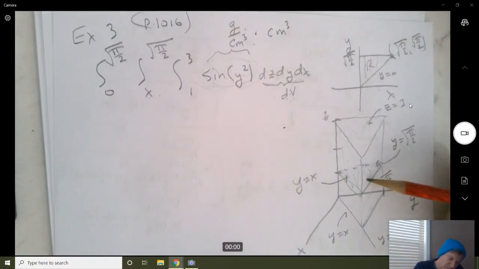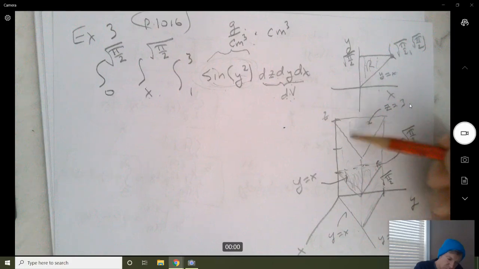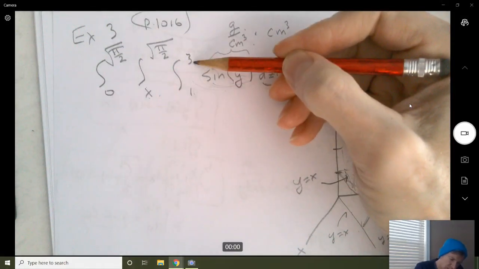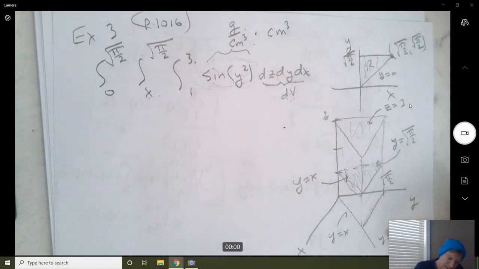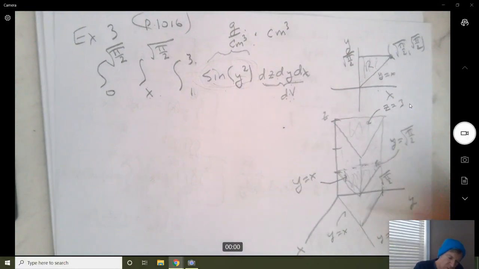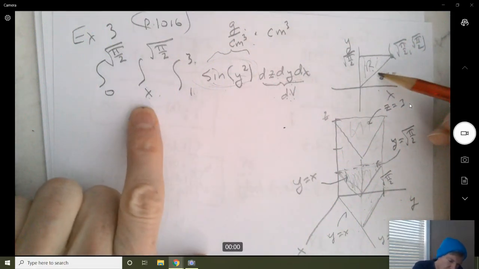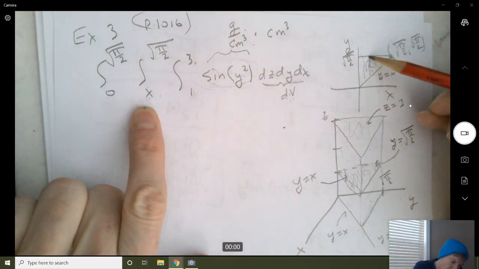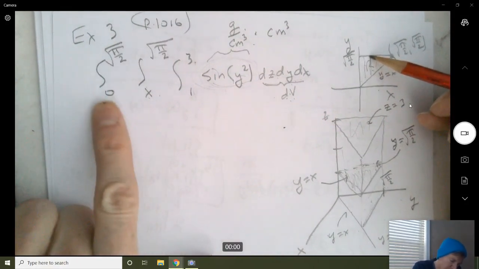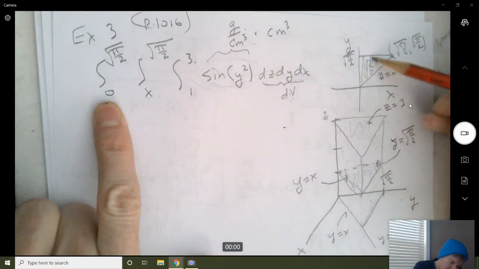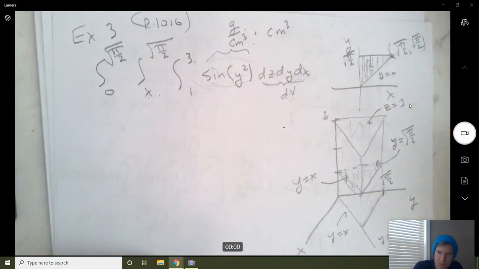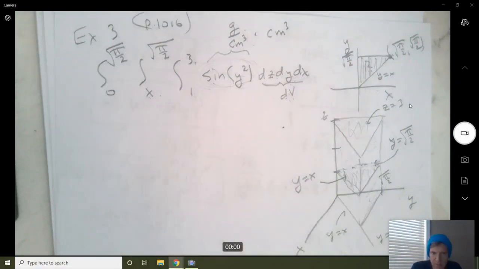So our z value goes from z equals 1, which is a constant, to z equals 3, which is why we get this here. And then when you project that down to the xy plane, it's a little easier to see here. Now y goes from y equals x up to y equals root pi over 2, and then you add those up as x goes from 0 to root pi over 2. You could evaluate that, but I just want to work on the setup right now.